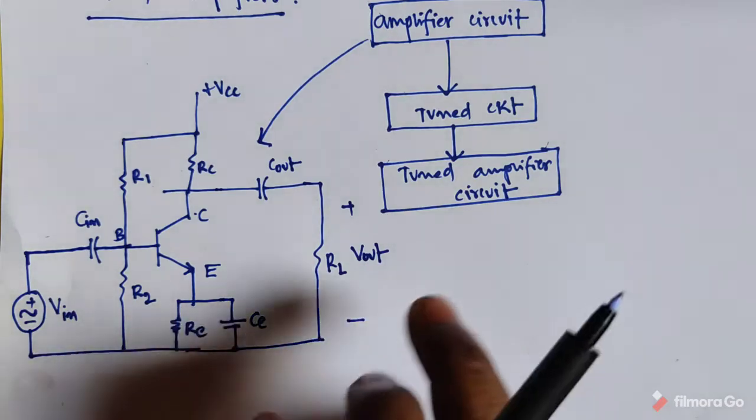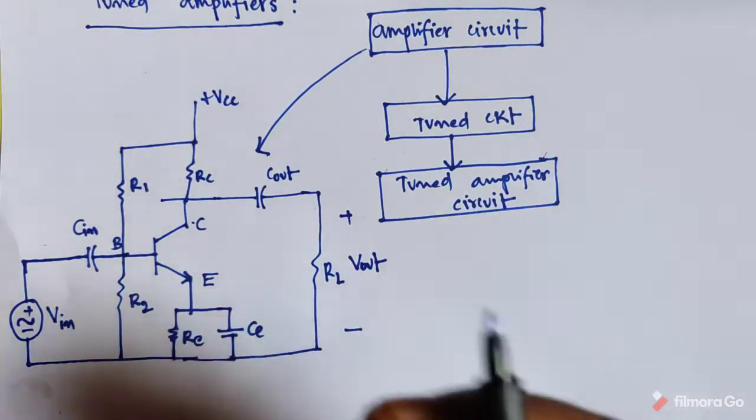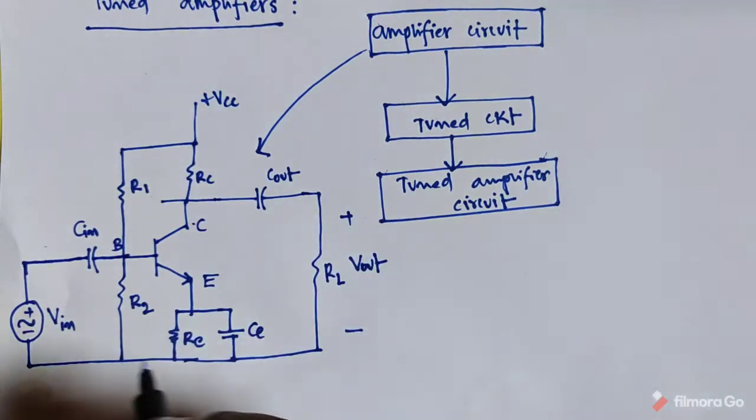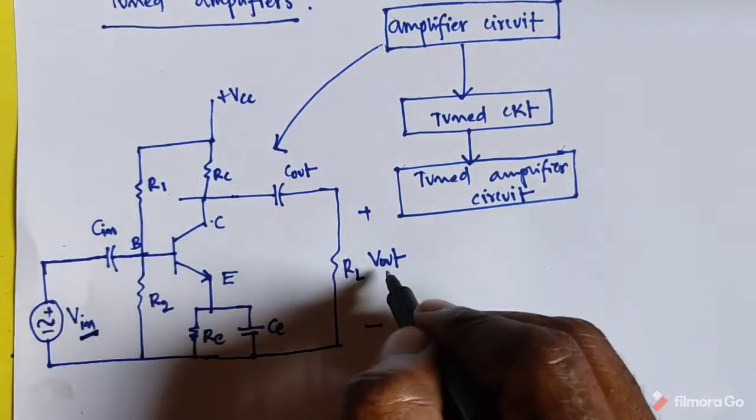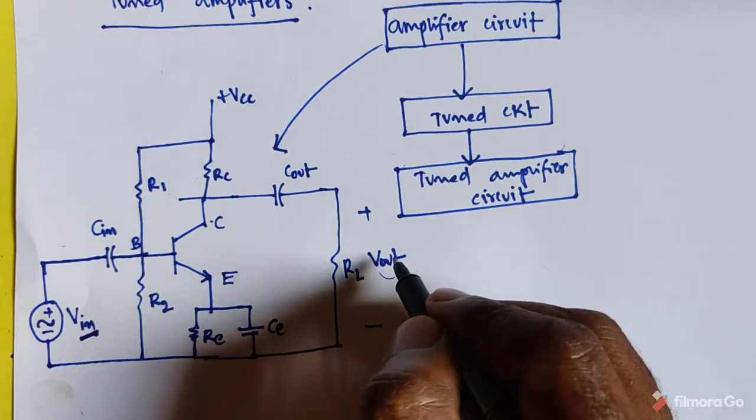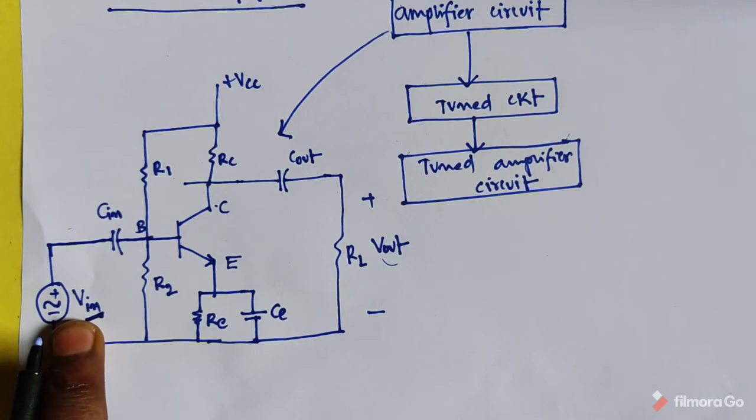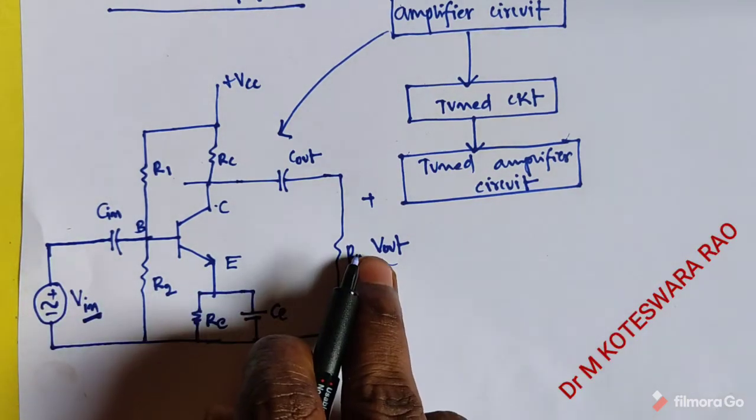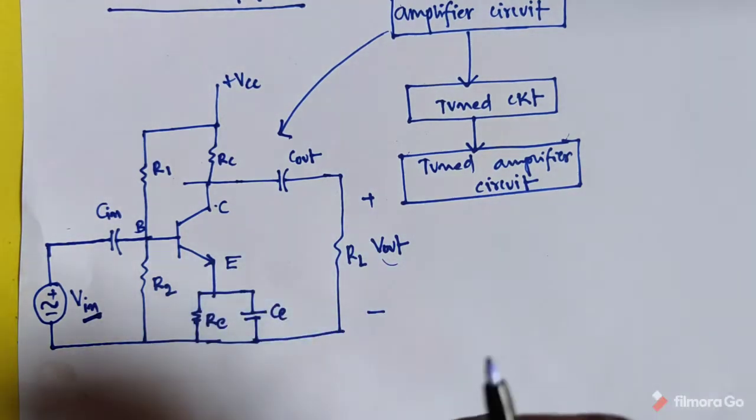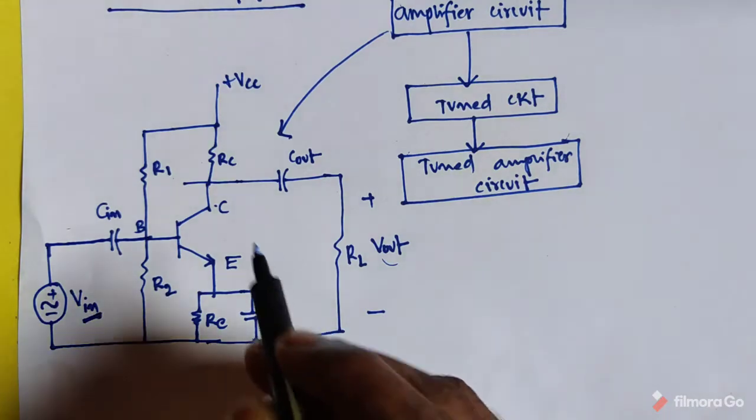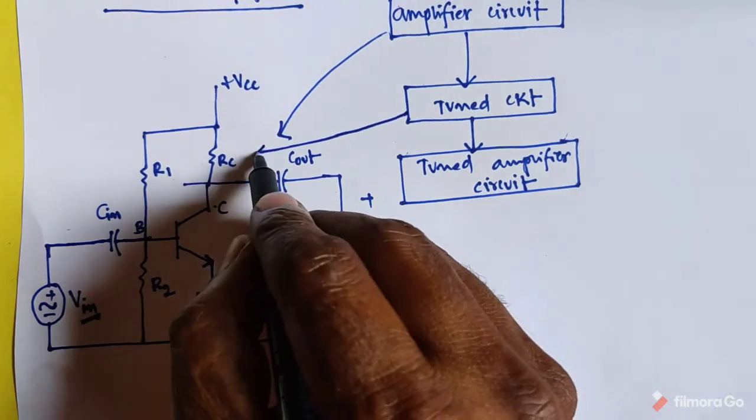What is the disadvantage of the amplification circuit? You can't store the output at the output stage. For example, if we apply a V input voltage, based on that V in we get V out. If you apply 20 sin omega t, you will get 30 sin omega t, like that you can amplify. But you can't store it for further processing at the output stage. That's why you have to add this tuned circuit at the output stage.